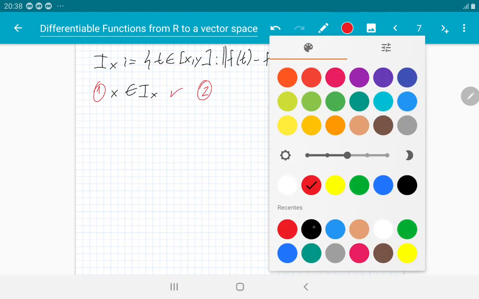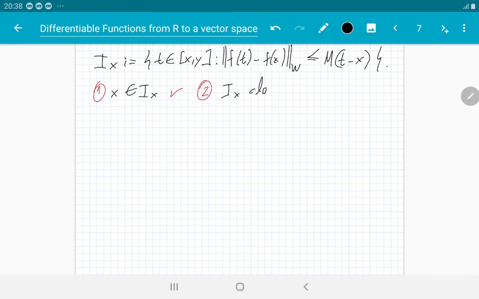Here's something less trivial. I of x is closed. Well, I'm going to say closed and bounded. Therefore, compact, but we're not going to really use compact. But it's bounded because it's contained in a bounded set, this interval from x to y. Why is it closed? Well, all you have to argue is that if I take a sequence t sub n in the set, so the distance of f of t sub n to f of x is less than m times the distance from t sub n to x, that this relationship is preserved in the limit, but that's only continuity, so there's no big deal here. So it's closed because if you take a sequence t sub n inside the set that converges to t, then t also has to be in the set.